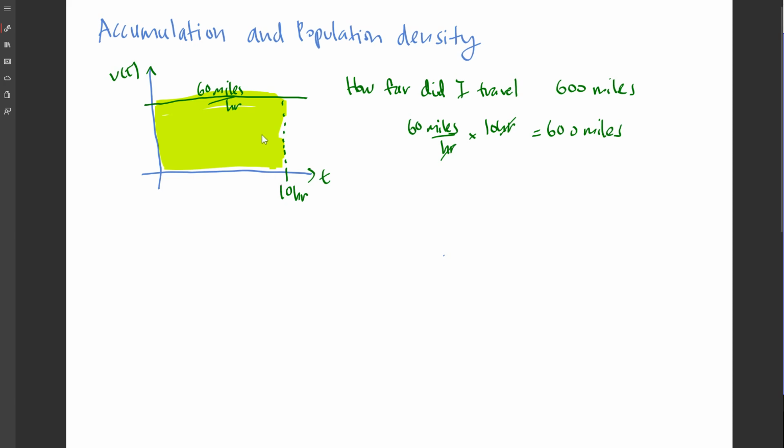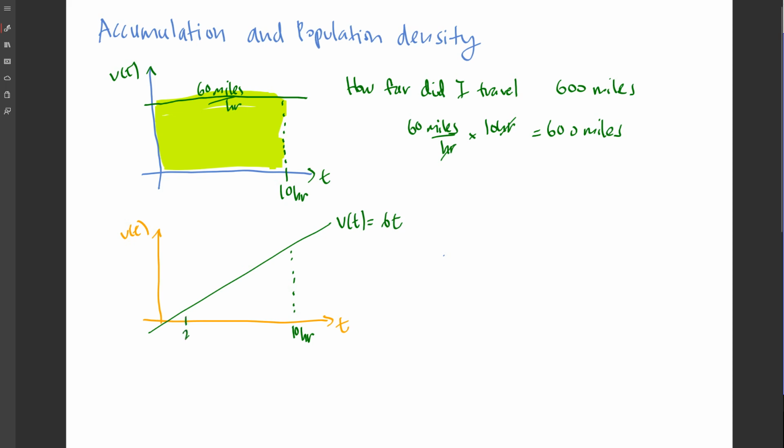What if I were not going at a constant velocity though? What if my velocity increased with time? So now here's my velocity curve, and let's say it's linear, but it increases with time. Let's say I travel again for 10 hours, and my velocity is now a function, we'll call it v(t) equal to, let's say, 6t. So my velocity changes.